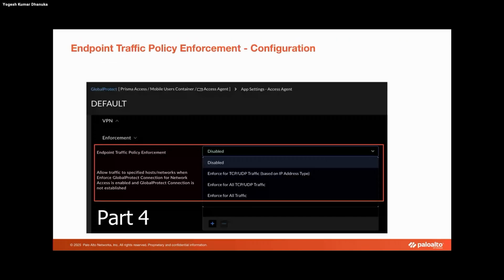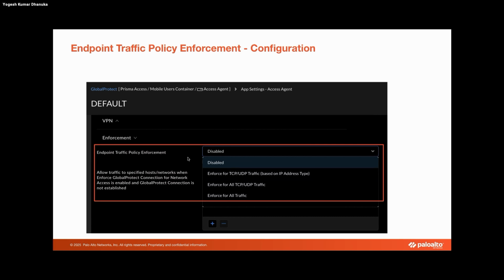If we talk about the configuration of endpoint traffic policy enforcement, it comes under the enforcement section. So apart from the network enforcement, you have these three options. We either enforce it only for TCP UDP based on the IP address type, or all TCP UDP, or all traffic.